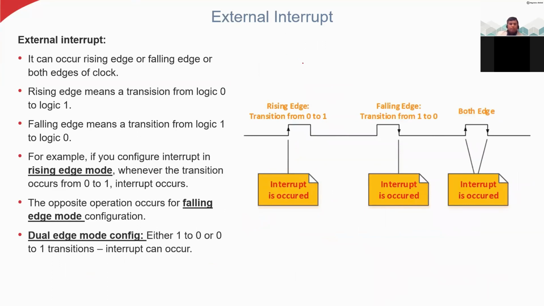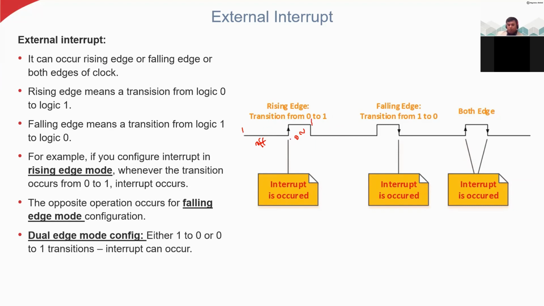So external interrupts can occur on the rising edge, the falling edge, or both edges of the clock. So here is the clock. Each clock pulse is here. This is the off time. This is the on time. So this is one duty cycle, off time to on time.